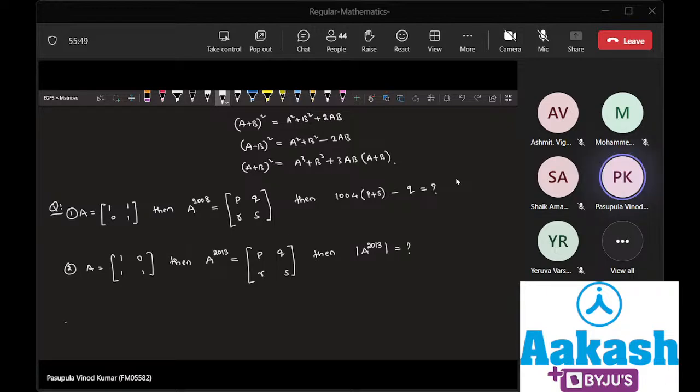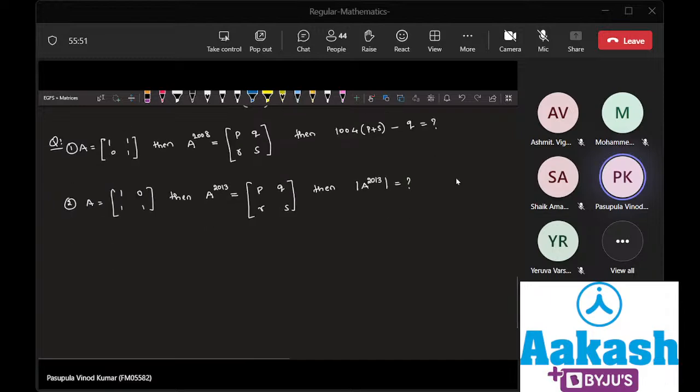Third one. Okay, try these questions once. In this first one, if you observe, A power 2008, I am asking here. These are pattern based questions. Pattern based question means, can we multiply this up to 2008 times? It takes very long, right? So if you observe here, A is equal to [1 1; 0 1]. Can you tell me what is A square here?